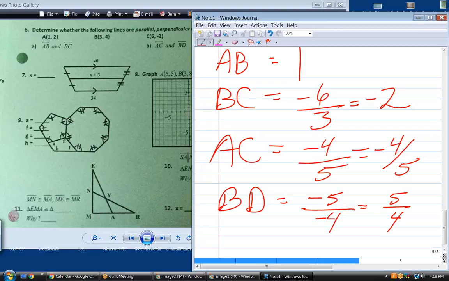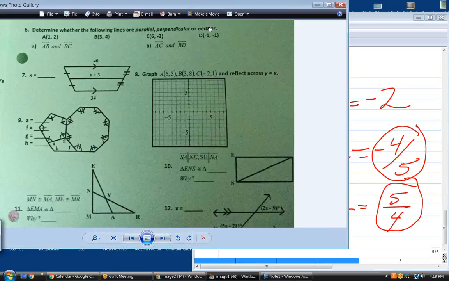Are there any perpendicular lines? Perpendicular would be AC and BD. Correct. In other words, to get perpendicular, you have to not only flip but also change the sign. That's what you do to go from there to there: you flip and change the sign. So those two are perpendicular. Those two are neither parallel nor perpendicular, so they're neither. So that one's neither, that one's perpendicular.